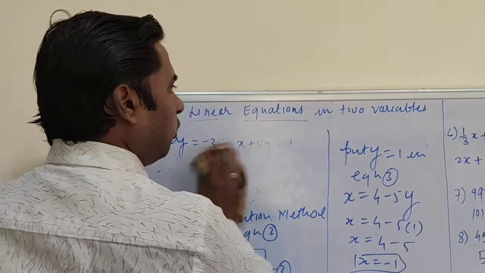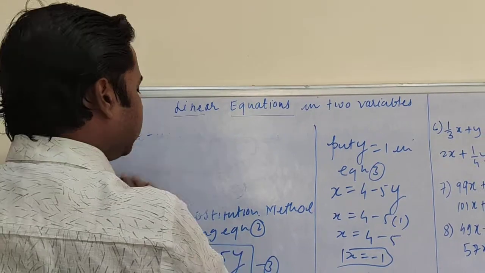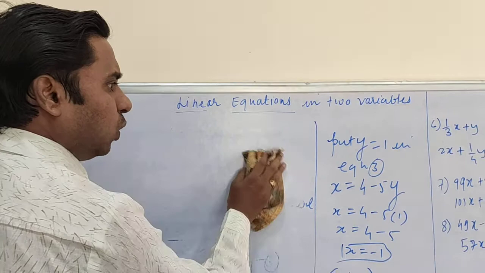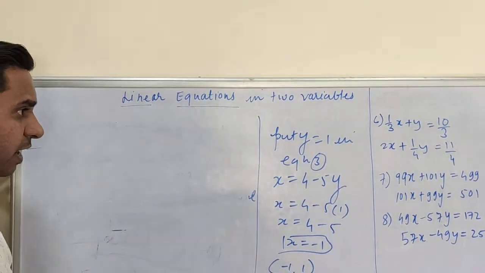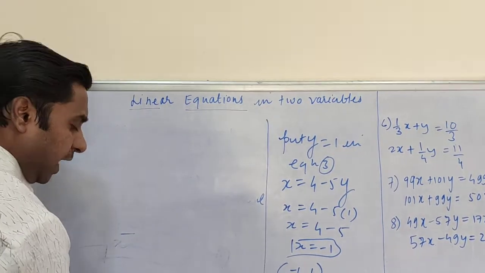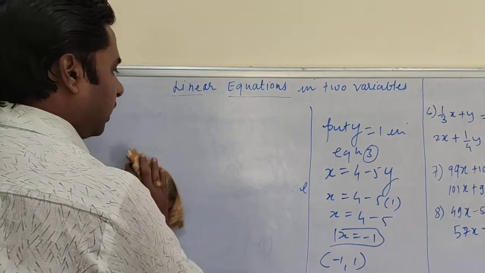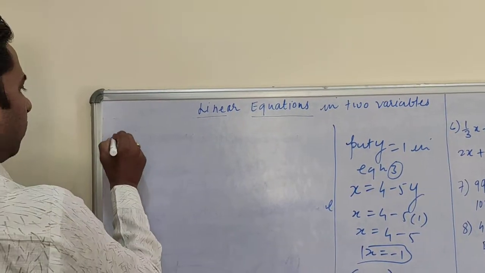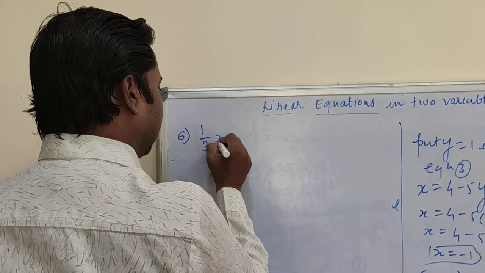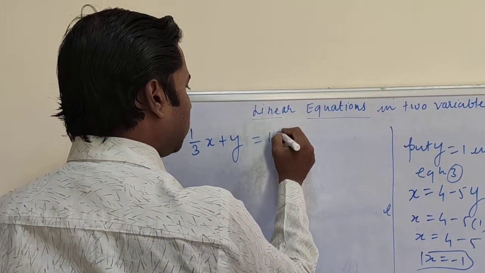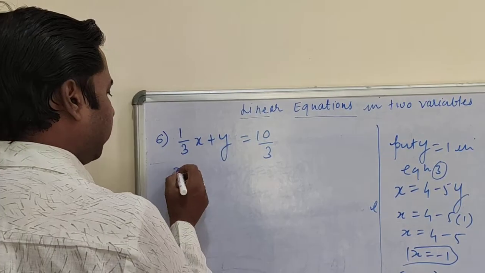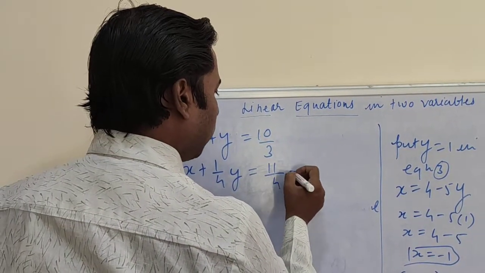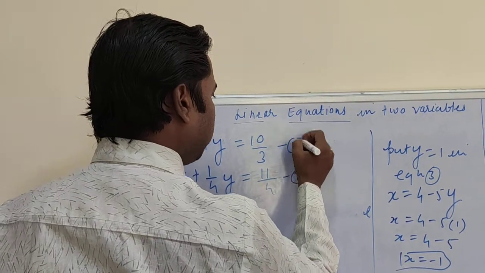one is 1 upon 3x plus y is equals to 10 by 3 and 2x plus 1 by 4y is equals to 11 upon 4. Okay. Now see here. Here the equations are in the form of fraction. Here it is 1 upon 3x plus y is equals to 10 by 3. And second equation 2x plus 1 by 4y is equals to 11 by 4. This is equation 2. This is equation 1.